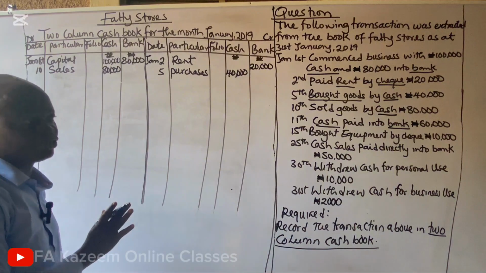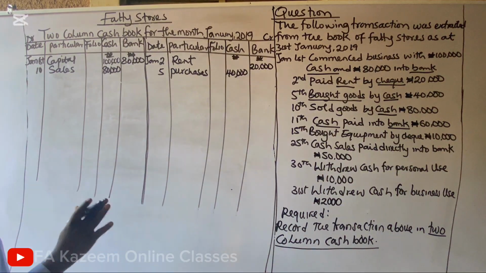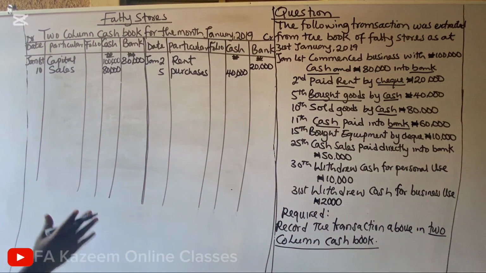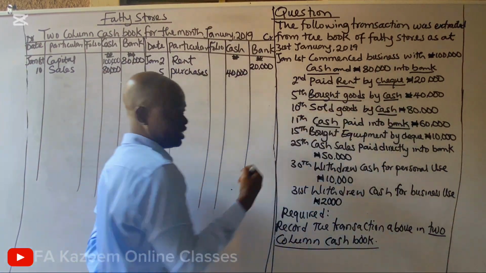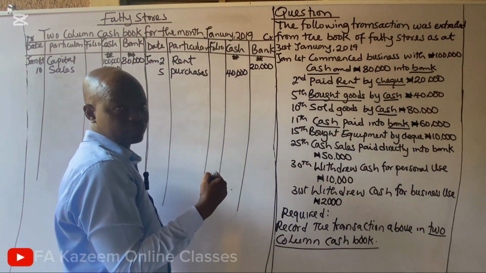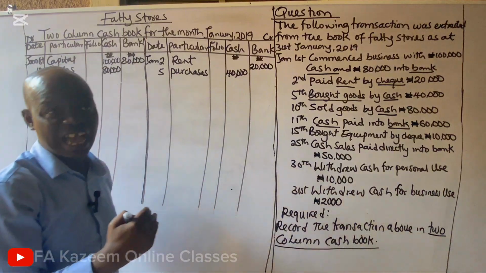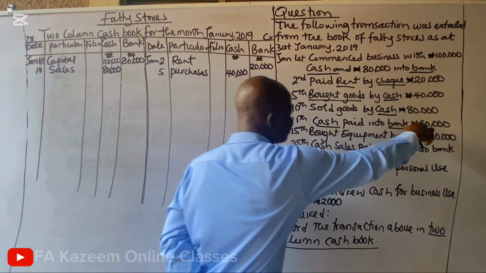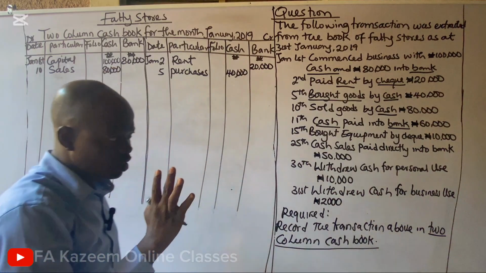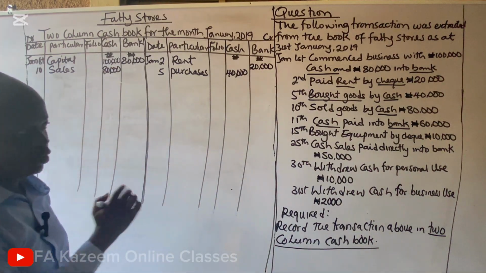This is a contra entry. This is how a contra entry transaction looks. Why do we say it's a contra entry? There's a sales of 80,000 on the 10th. Out of the 80,000 naira in the hand of the cashier, he is meant to deposit 60,000 in the bank. You will see what will happen in the cash book now.